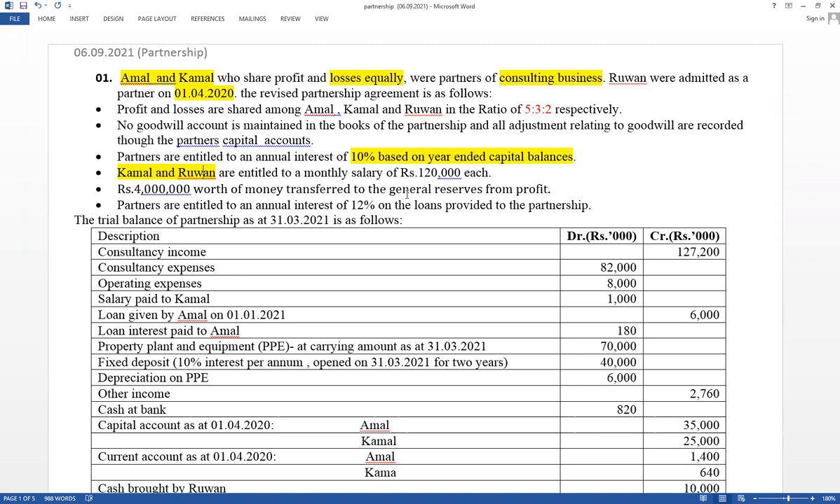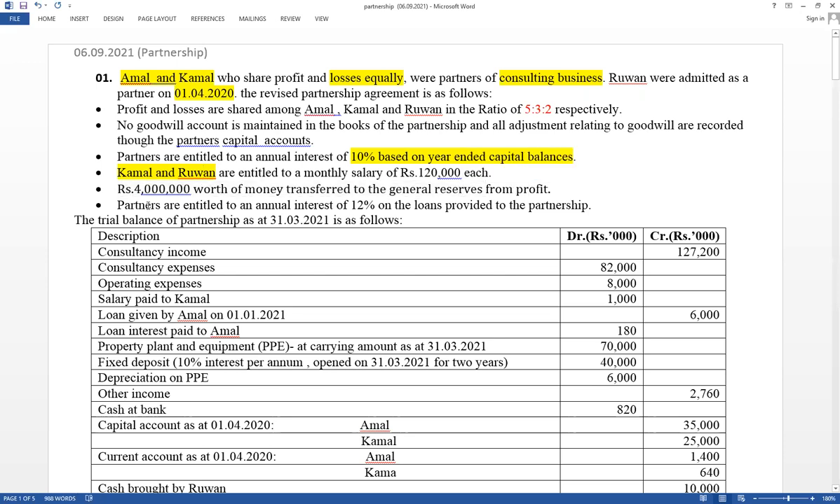After calculating net profit, minus transfer to the general reserves. After that, the balance part should be distributed among the partners as interest on capital, salary, and profit share. This part very, very important.